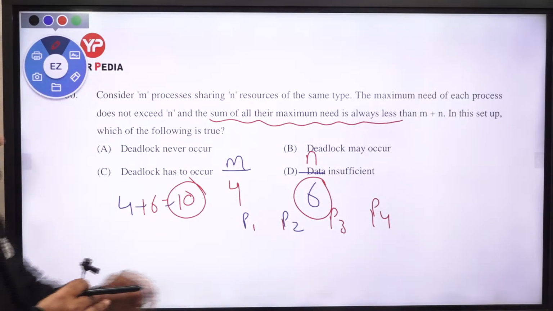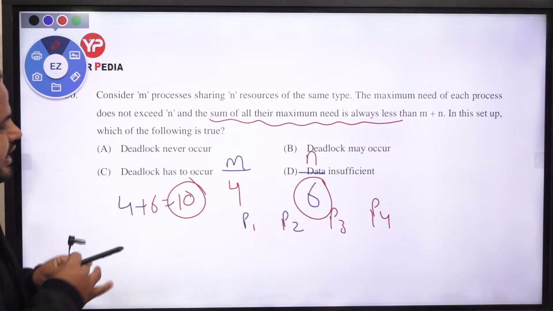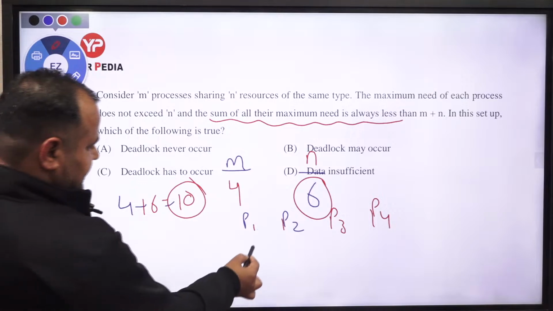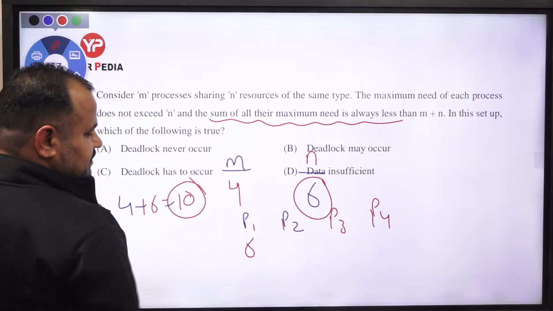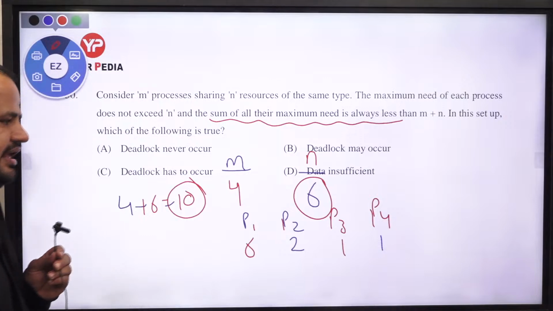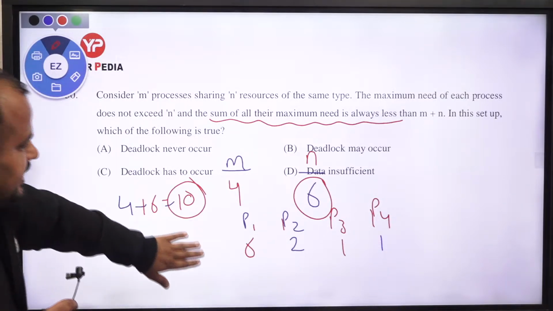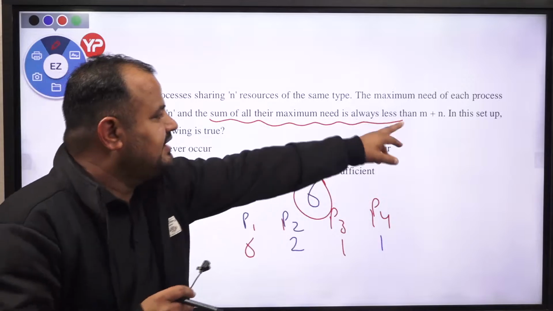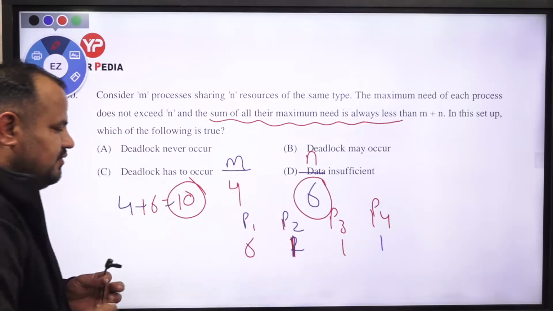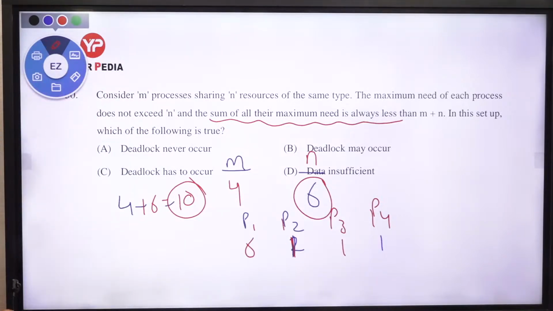The total number of resources is 6. Suppose the maximum need of P1 is 6. Then P1 requires 6, and the remaining needs are 2, 1 and 1. That may be a case. The sum of maximum needs must always be less than 10, so we have to take 1 here only: 6, 1, 1, 1. That may be the worst case scenario.